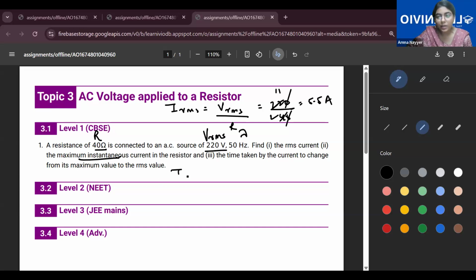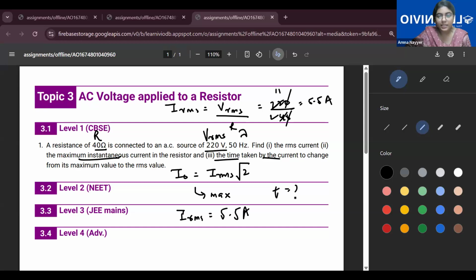Okay, so peak value I naught is equal to IRMS into root 2. IRMS is I naught by root 2, so I naught will be IRMS into root 2. Okay, then it is the time taken by the current to change from its maximum value to the RMS value. Means maximum value is this, and RMS value, let's say, is 5.5 ampere.